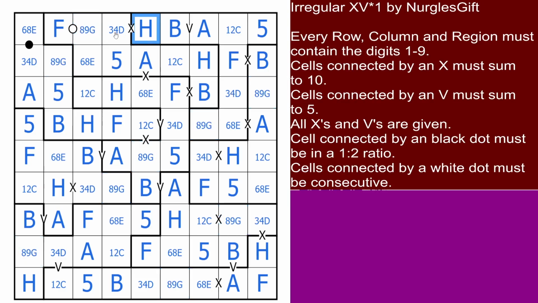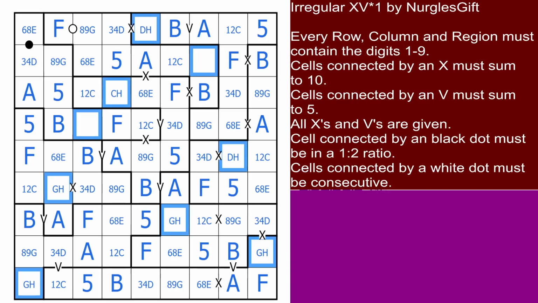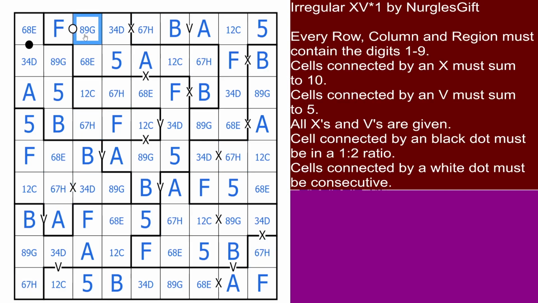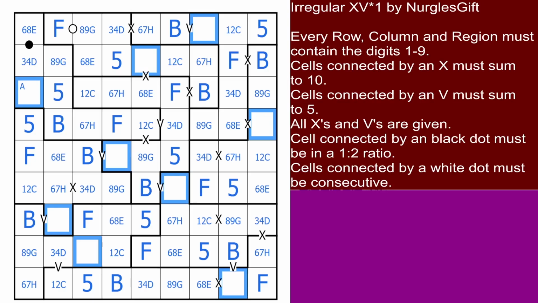H is against 3 and 4, right? So that must be 10 minus 3 and 4. What is 10 minus 3 and 4? 6 and 7, right? Oh sorry, I did not double click. So H must be 6 and 7, H. E is 6, 8, right? So A must be now 10 minus 6 and 8, which is 2 and 4. Is that correct? Yeah, A is 2 and 4.